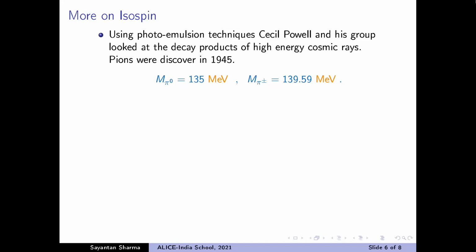And then there was this photo emulsion technique that was used by Cecil Powell and his group. So they used to put these photo emulsion films on top of very high mountains. And from there, these particles used to leave tracks on these films. And then from there, they used to detect those particles. So in 1945, they discovered these particles, pions.